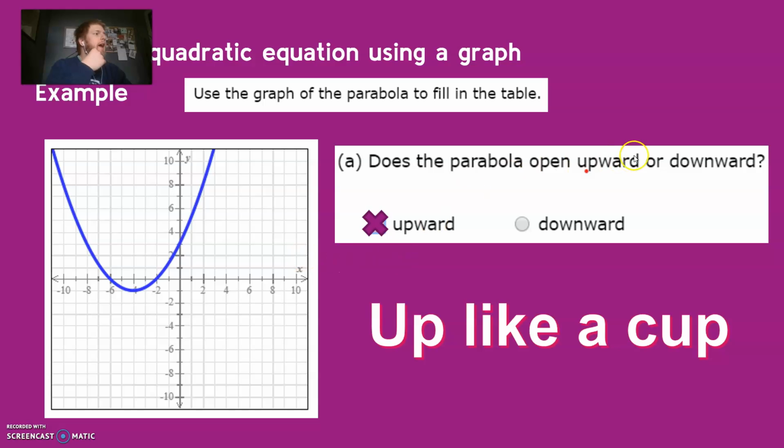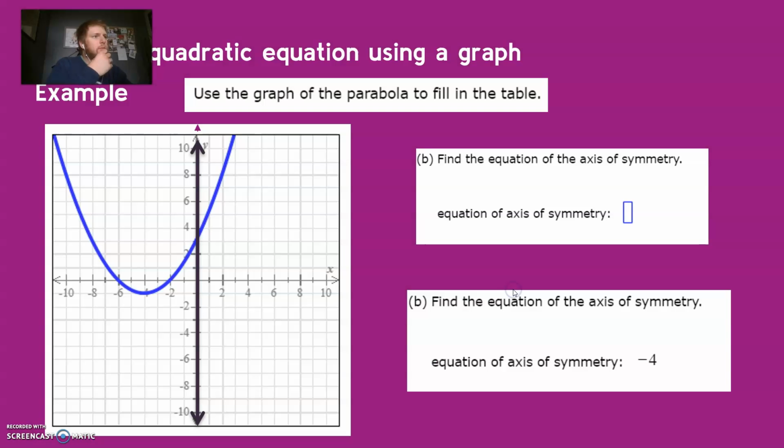quadratics. And it asks if it opens upward or downward. This one should be pretty easy. Remember our little acronym you've been learning from your algebra class, or mnemonic, which is that it opens up like a cup, so it opens upward. If it was down like a frown, it would be downward. Okay. Next, all you have to do is use the graph to fill in the remaining stuff here.